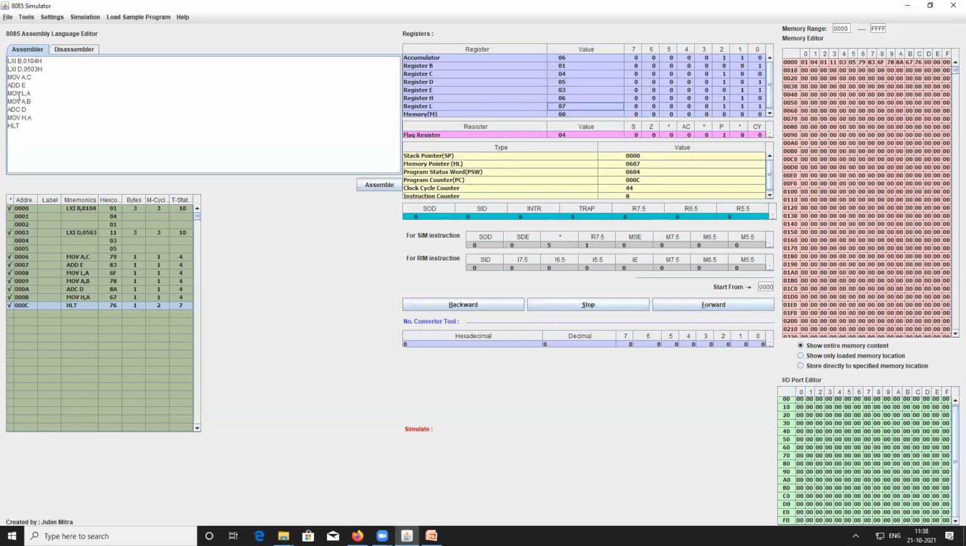So you have to transfer it with an instruction. Suppose I want to transfer it to a location, STA 3000, 4000. And here after this addition, STA 4001H.